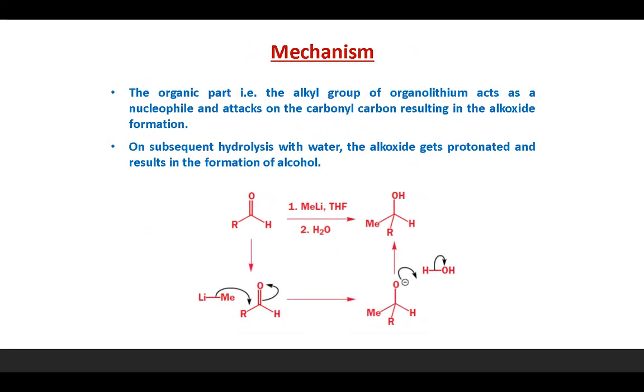Mechanism. In the first step, the organic part, that is, the alkyl group of organolithium, acts as a nucleophile and attacks the carbonyl carbon, resulting in the formation of alkoxide. In the second step, on subsequent hydrolysis with water, the alkoxide gets protonated and results in the formation of alcohol, as you can see in the diagram.